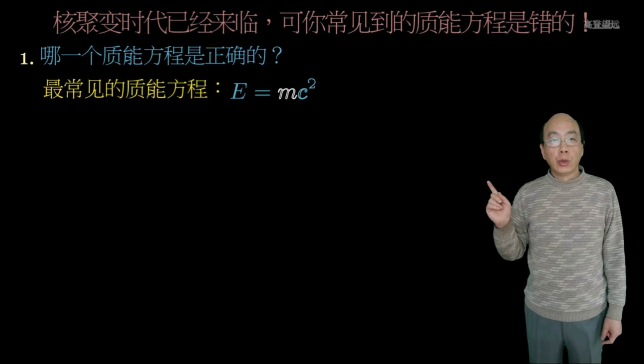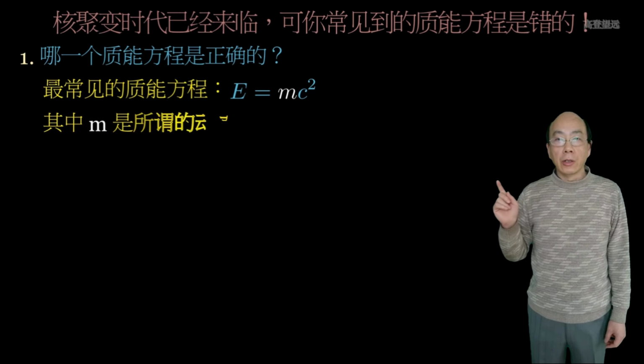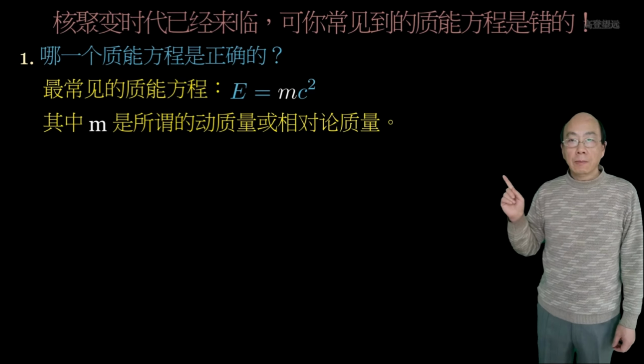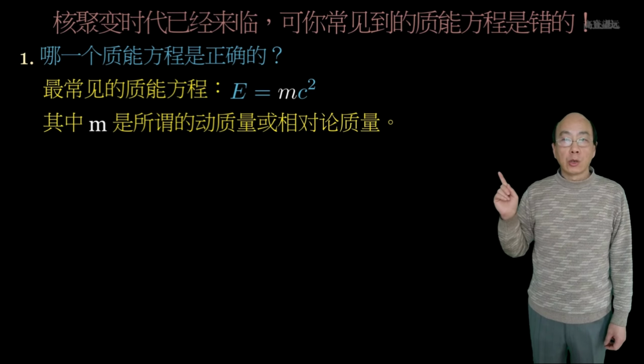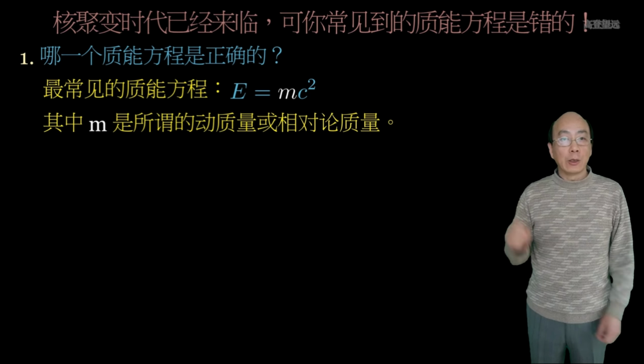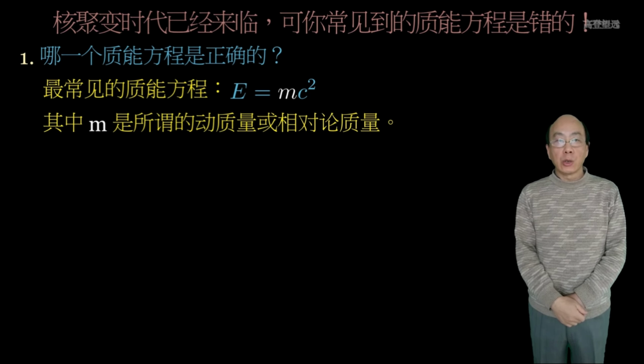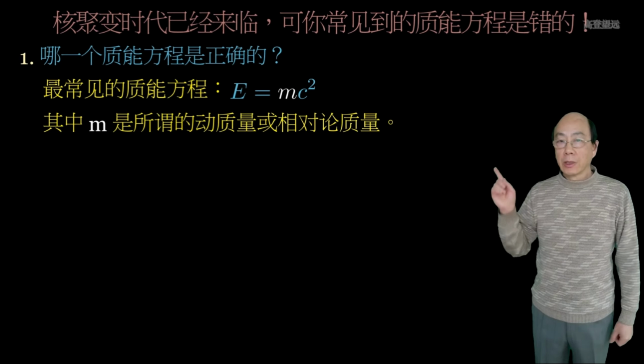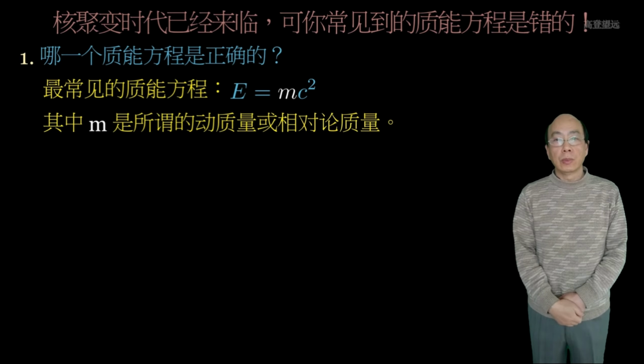The most common is this. E here represents the total energy of the object, including the kinetic energy and rest energy or internal energy of the object. This m is the so-called relativistic mass of the object, which is considered to be a quantity that changes with the moving speed of the object. This c is the speed of light. However, this one is wrong.